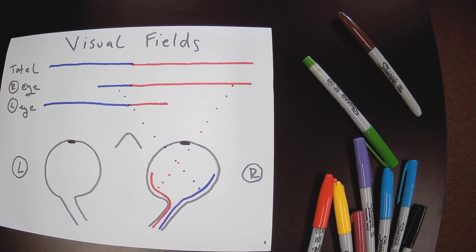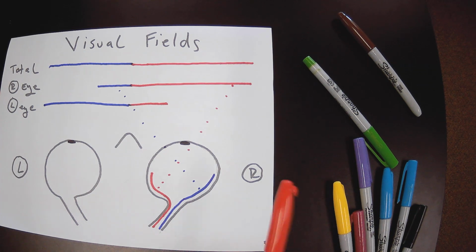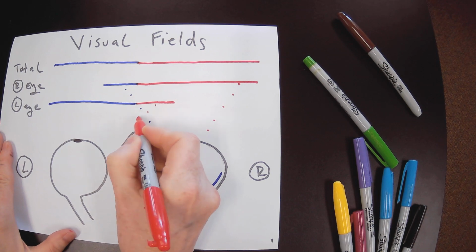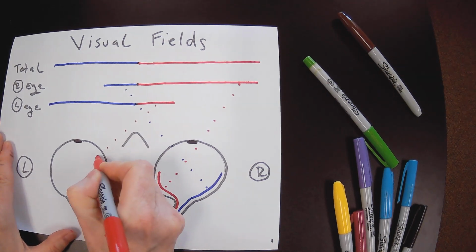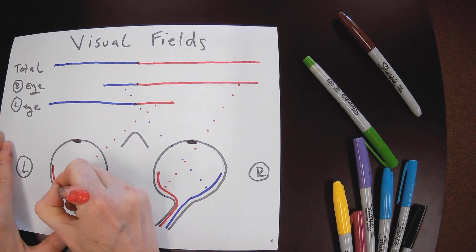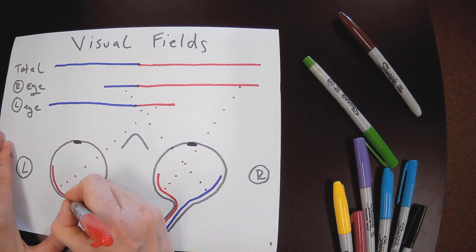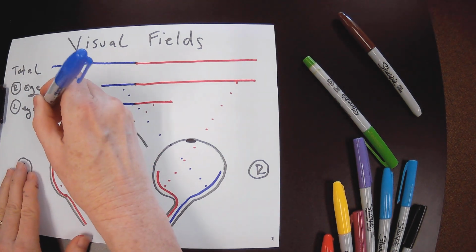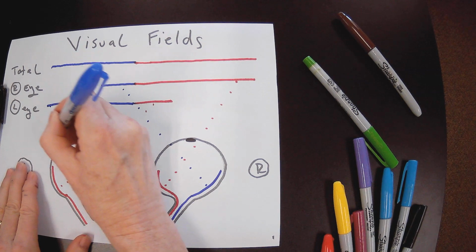And the same thing for the left eye. If I start with my nasal visual field, this nasal visual field that I have here in existence projects to my temporal retina of my left eye. And the temporal visual field projects to my nasal retina.